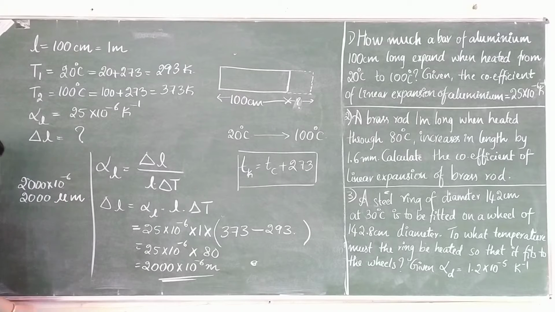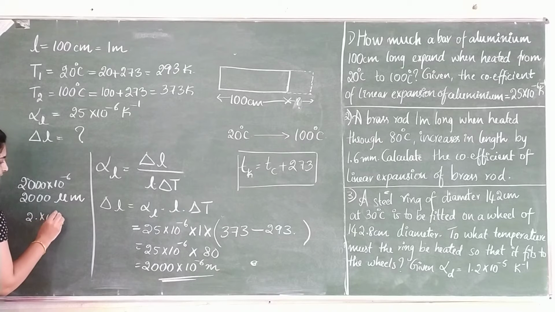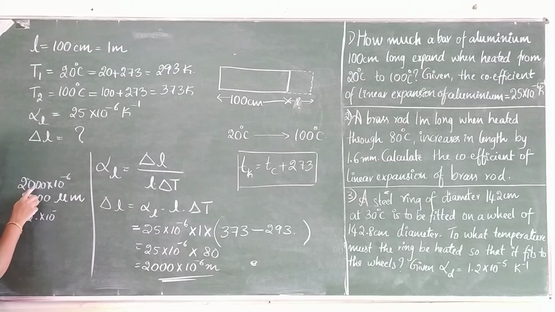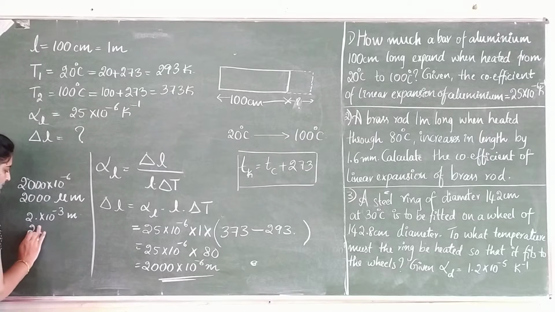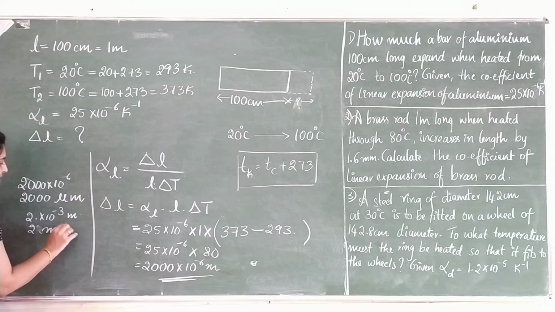Or shift the decimals. Here if you put the point, it becomes 10 to the power minus 5, minus 4, minus 3, right? 2 into 10 to the power minus 3 meter. So you can write 2 millimeter, because 10 to the power minus 3 is milli, right?